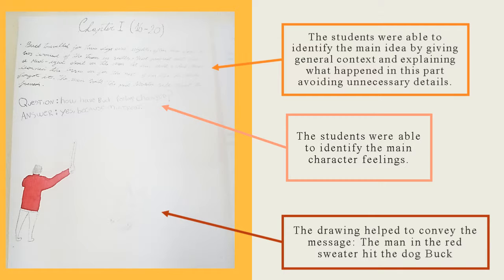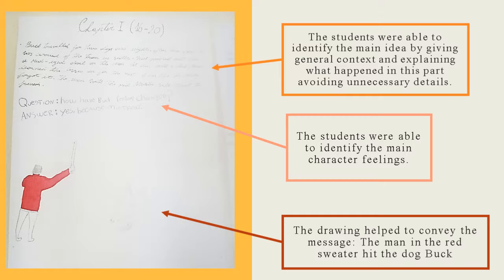In this poster, students were able to identify the main idea because, as we can see, in a short paragraph they summarized the text by giving a general context and avoiding unnecessary details. By reading the poster, we can know that in this part of the book, Buck, the main character, is taken away from his home and he is punished by a man known as the man in the red sweater. Following this idea, the drawing helps to convey the message because it depicts what is happening in this passage.